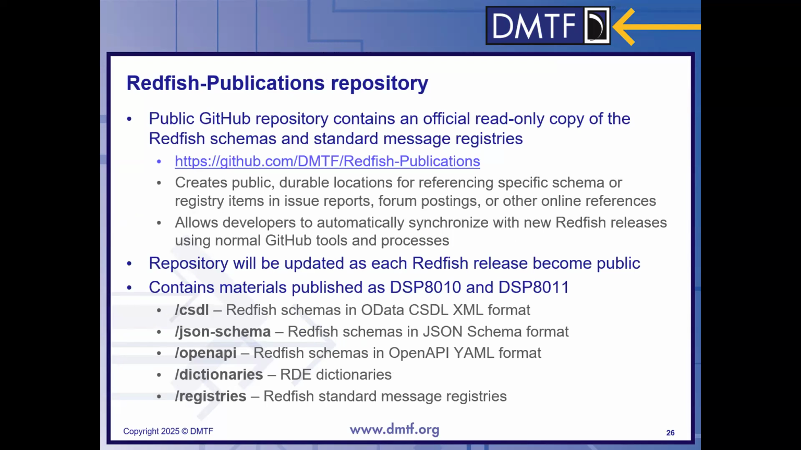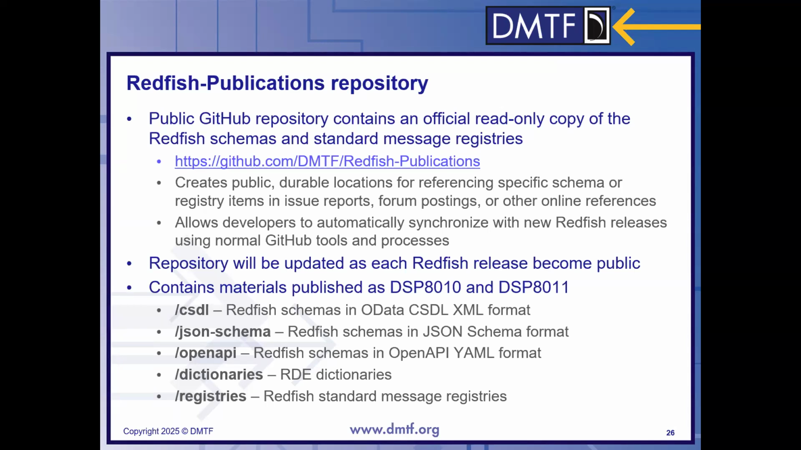So the Redfish Publications repository is a public GitHub repository that contains a hardened, read-only copy of all of our schemas and registries. It is available at https://github.com/dmtf/redfish-publications. We update it with each release and freeze it at those releases and only update it at release time. So it doesn't contain the work in progress that is in the private tree.